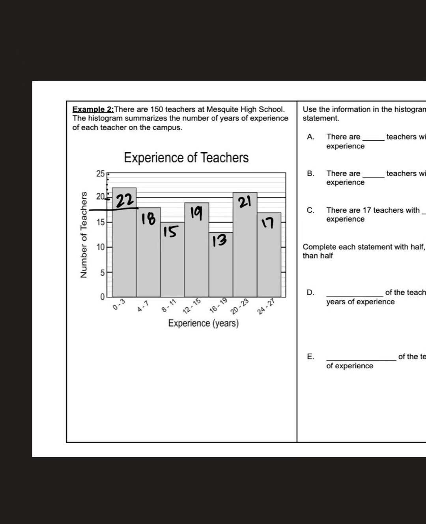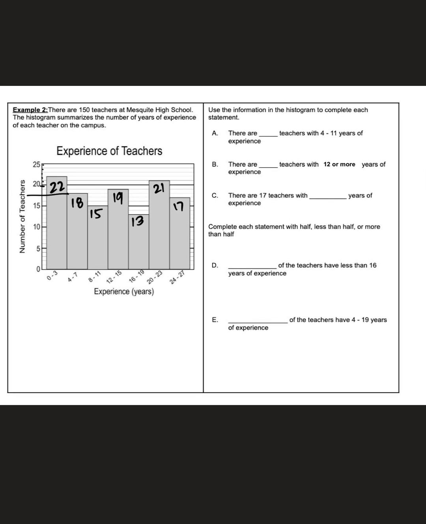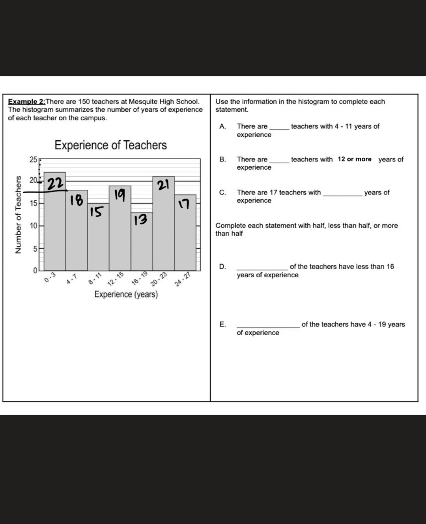Okay, so now we're going to do the same thing, and we're going to go ahead and fill in these statements based off of the histogram. So use the information to complete each statement. There are blank teachers with 4 to 11 years of experience. Let's go ahead and find that in our buckets. 4 to 11. Well, here's 4, but it only goes 4 to 7 on this bucket, right? I'm looking for 4 to 11, which would be those two combined. If I'm combining, what operation do I do?